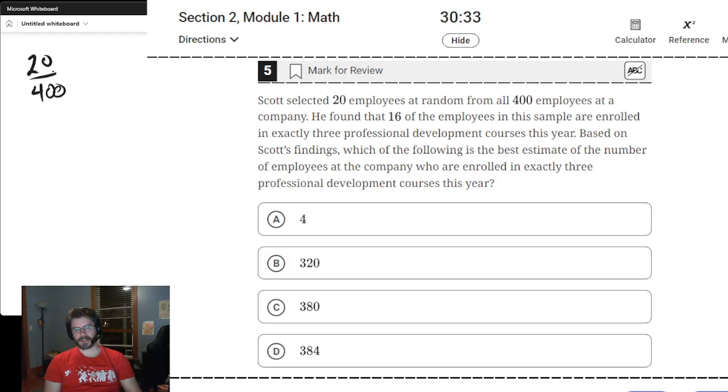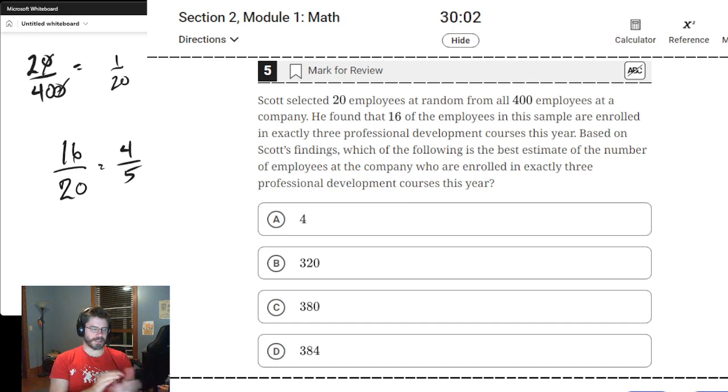Okay, so it's proportions. 20 out of 400 were sampled. So dividing that, we can get our ratio. Cross those off. That's 1 in 20 is our ratio to the total population. 16 out of 20 is the ratio of the sample. So again, reduce, divide each by 4. You get 4 out of 5. So we're going to use that ratio, 4 out of 5.